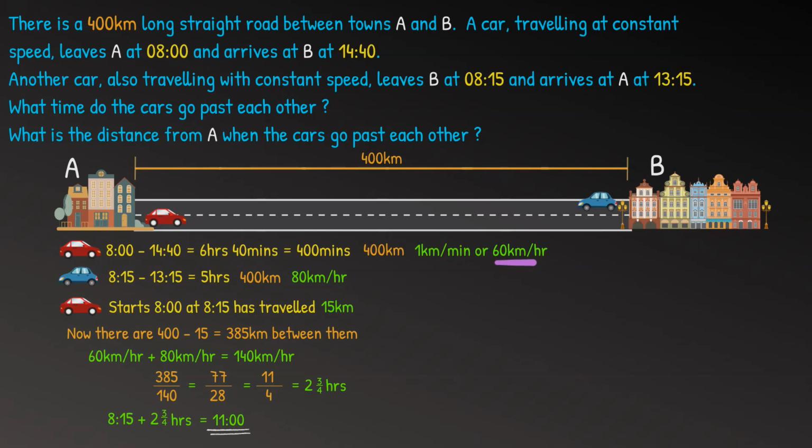We're also asked what the distance from A is when the cars go past each other. Well, the first car is already 15 kilometres past A at 8:15, and then it's travelling at 60 kilometres an hour for 2 3/4 hours. So we need to times 60 kilometres by 2 3/4 hours and add that to 15 to get the answer, which is 180 kilometres.